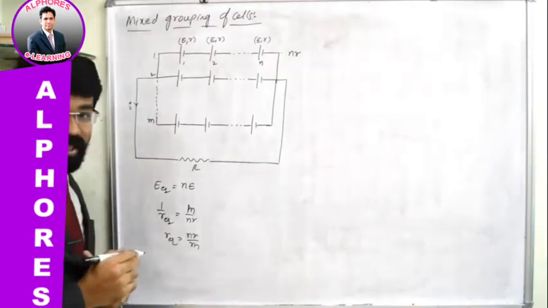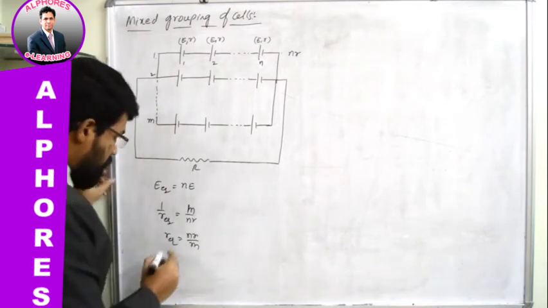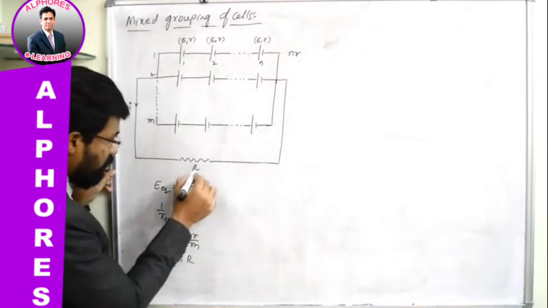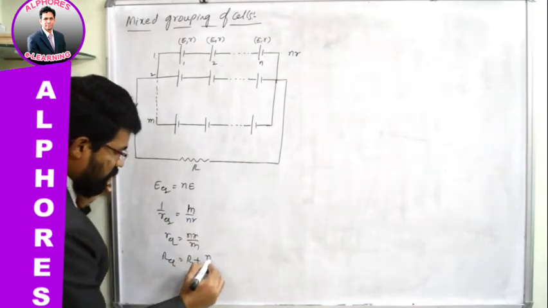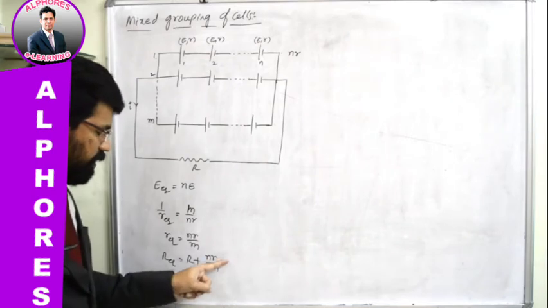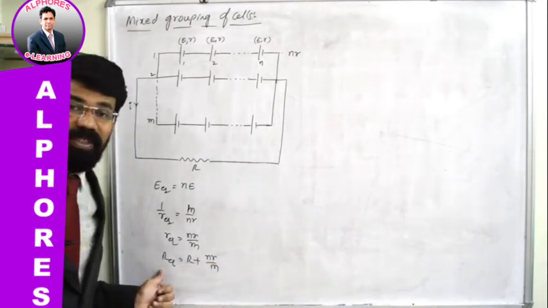So now we have got R equivalent. This is what? Effective internal resistance. This is not the total resistance of the circuit. Total resistance of the circuit, R equivalent, can be written as, this R is there, no? R plus NR by M. Okay. Total equivalent internal resistance plus external resistance will give us the total resistance of the circuit.